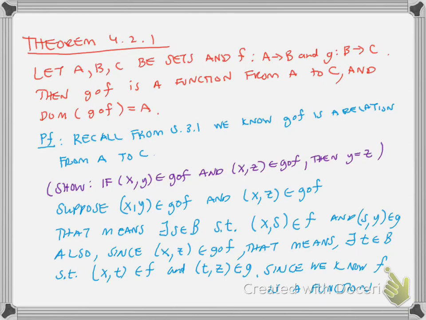So let's continue. All right, so let's look at this theorem here. Theorem 4.2.1, which says let A, B, and C be sets. F maps from A to B, G maps from B to C. Then G composed with F is a function from A to C, and the domain of G composed with F is equal to A. So we're actually going to prove this.